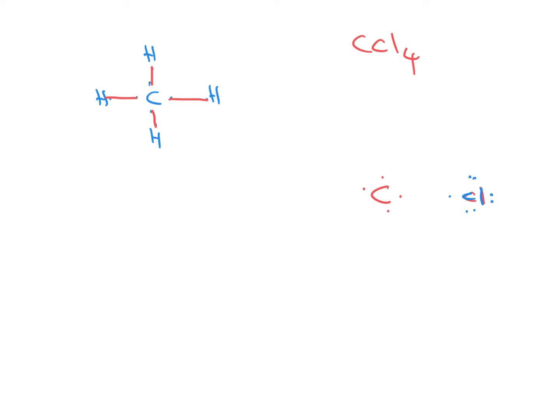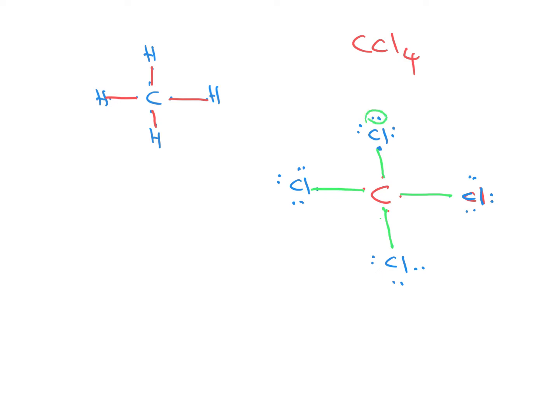The valence of chlorine is 7, right? It's in group 7A. And you do the same here, 1, 2, 3, 4, 5, 6, 7, and again 1, 2, 3, 4, 5, 6, 7. And I put the single electrons so I can form a bond between atoms. And each of these forms a bond between our atoms. So this is CCl4.